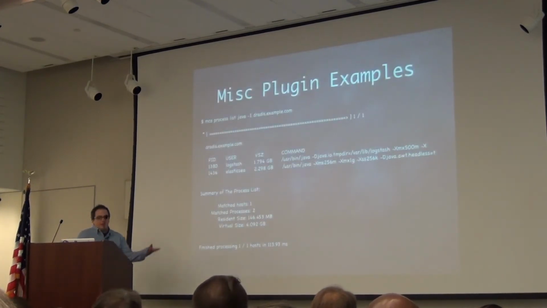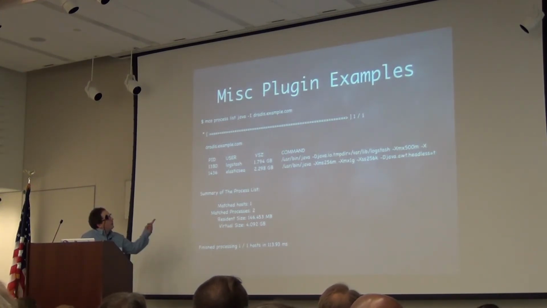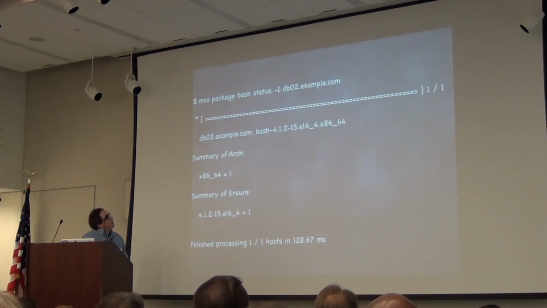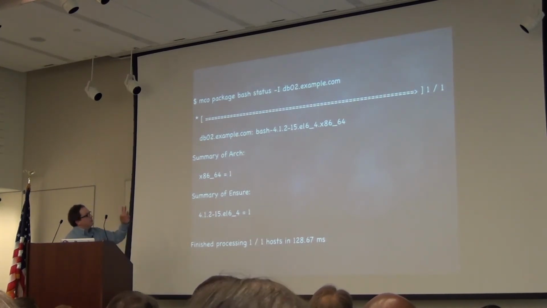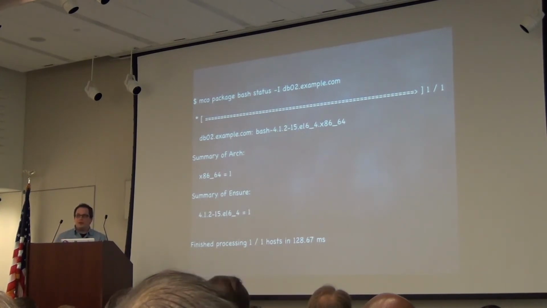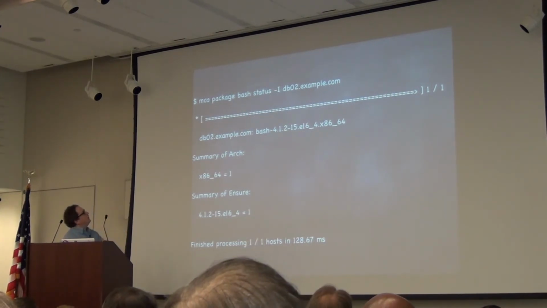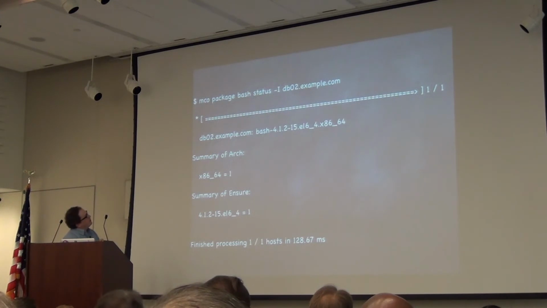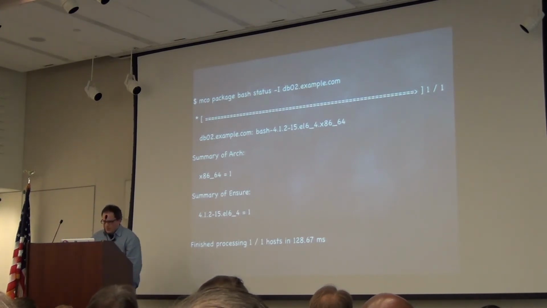So here's a couple of the miscellaneous plugins that I had. I've shown most of these already. This is just another process list one, listing Java processes on this machine. This is the MCO package command, which I believe is default on Puppet Enterprise if you install it. You can install, remove, and query the state of packages with this. So I just made sure bash is on that machine.